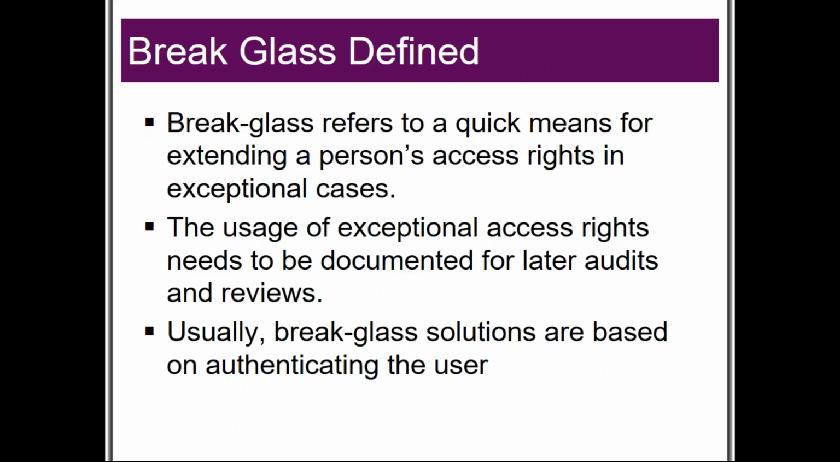Now, let's first define break glass. I kind of defined it when I gave you the introduction, but basically it's really, really simple. Break glass refers to a quick means for extending a person's access rights in exceptional cases. And I'm going to give you some examples of those exceptional cases in just a few minutes. But the usage of exceptional access rights needs to be documented for later audits and reviews. And I'm going to give you information on how to do that and how to monitor that as well. And these break glass solutions are usually based on some type of authentication of the user, how we authenticate that user. Okay, so this is the definition we're going to keep in mind as we go throughout this presentation.